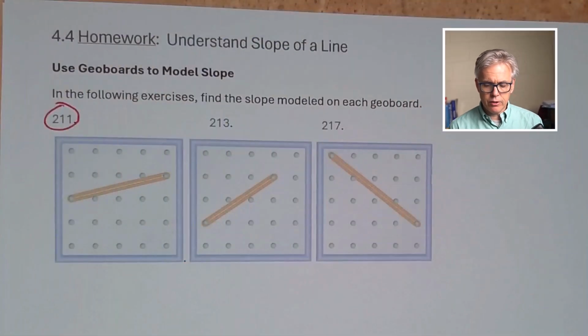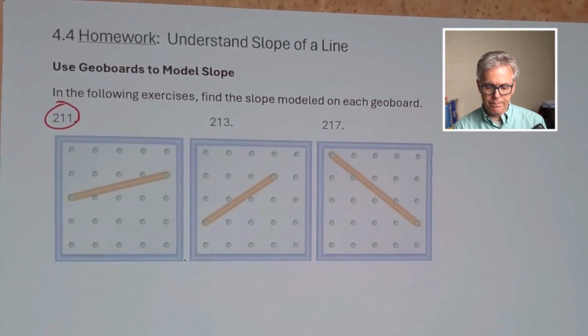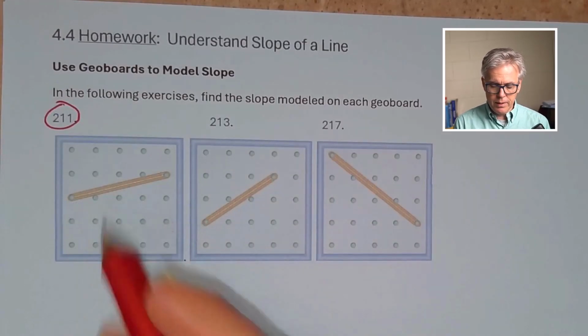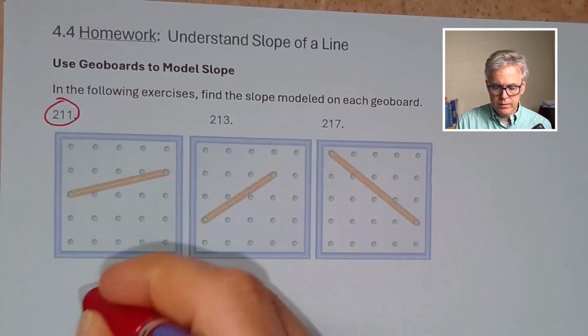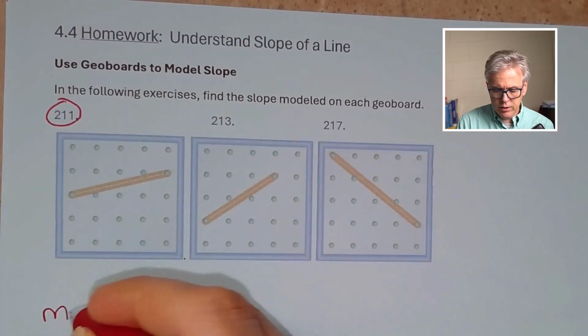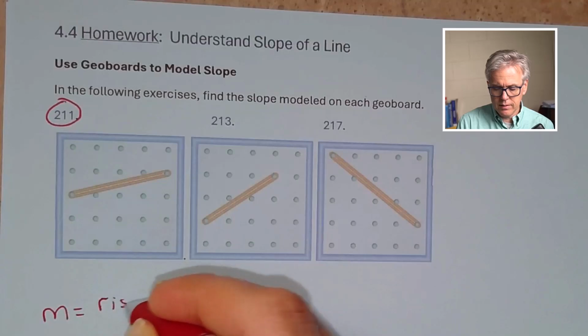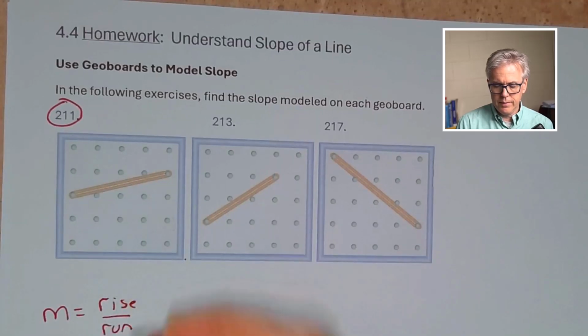All right, little homework help for 4.4, understanding the slope of a line. In the following exercises, use a slope modeled on each geoboard. So we're just trying to find the slope of this. Recall, slope is just the rise over the run. In general, slope is just the rise over the run.